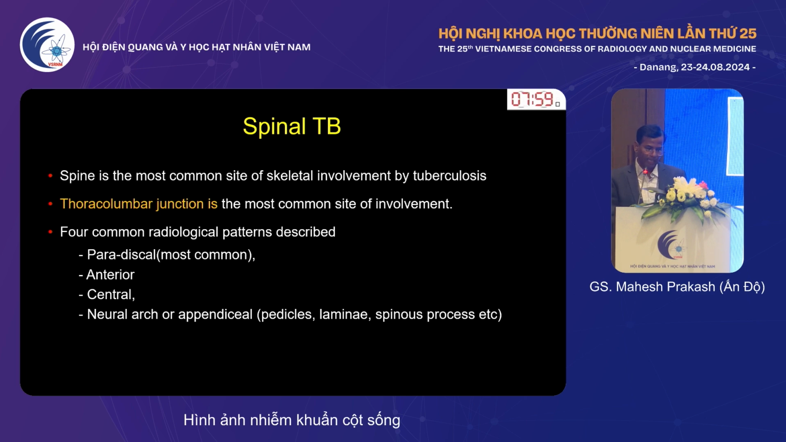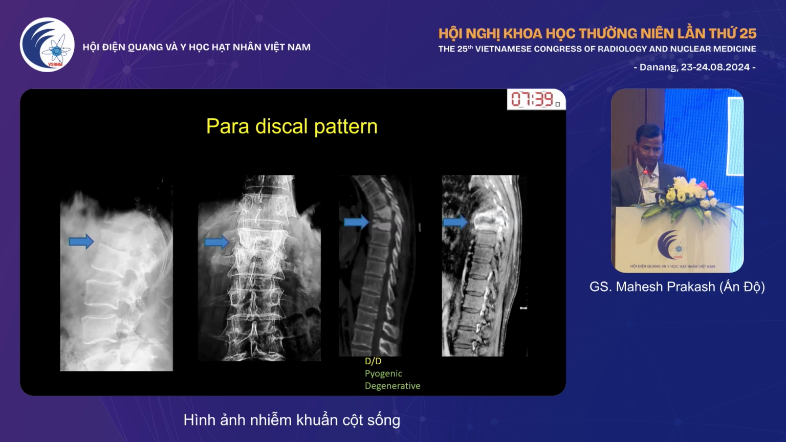It can be of 4 types actually. So I'll show you an example of each case. One is paradiscal, anterior, central, and neural arch. I'll show you one of the imaging features, how they appear on MRI. And we all know that the thoracolumbar junction is quite commonly involved. So see, this one is a case of the paradiscal pattern.